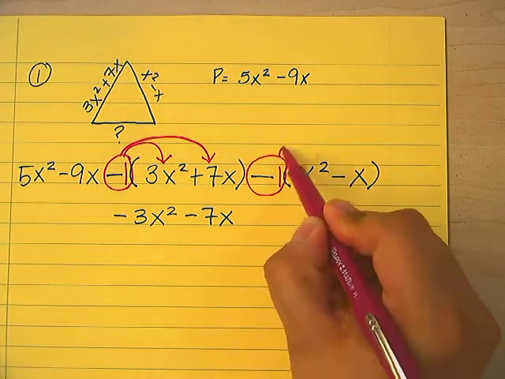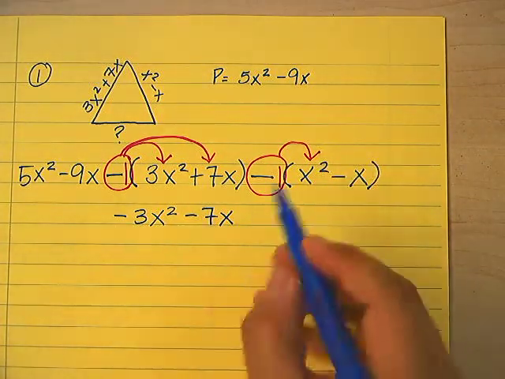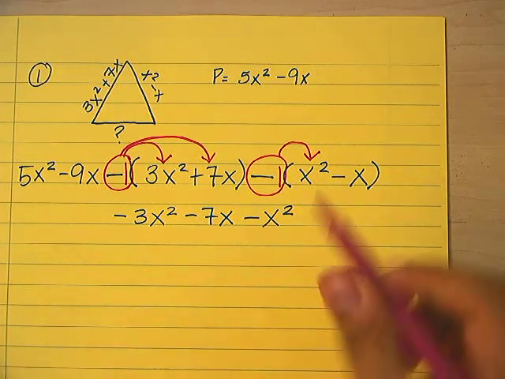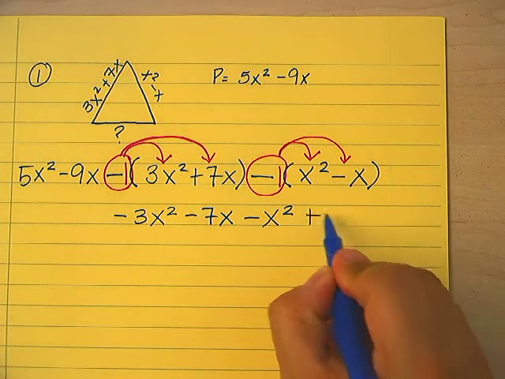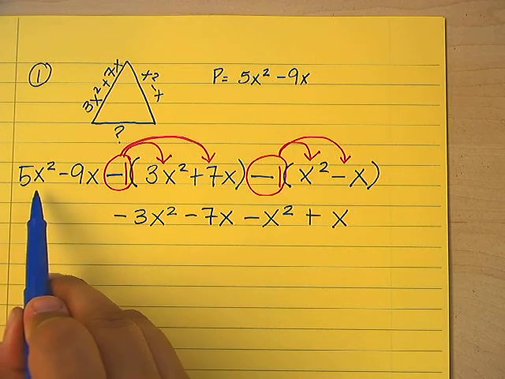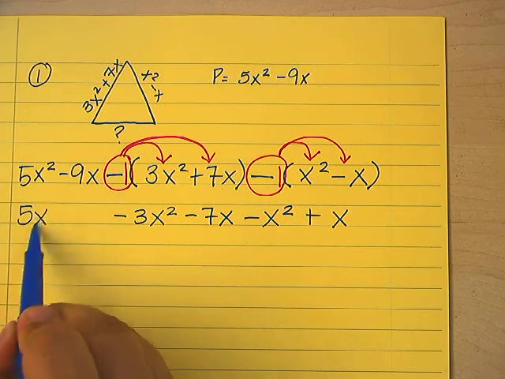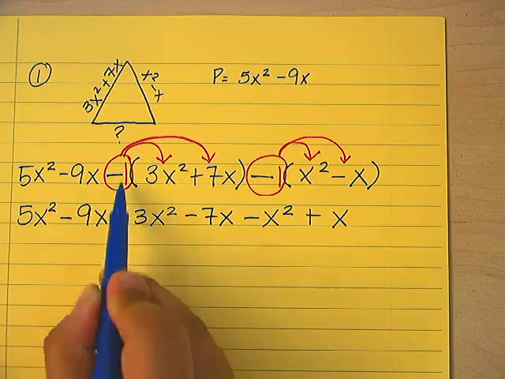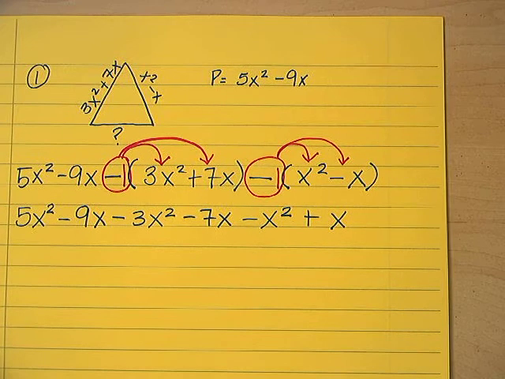Now we're going to go to this next set of parentheses and distribute the negative 1 here. So negative 1 times x squared is going to give you negative x squared. Okay? And negative 1 times negative x is going to give you plus x. And because there was only one perimeter, we're just going to bring those terms down. There was nothing to distribute. So 5x squared minus 9x, and then this will be minus 3x to the second.